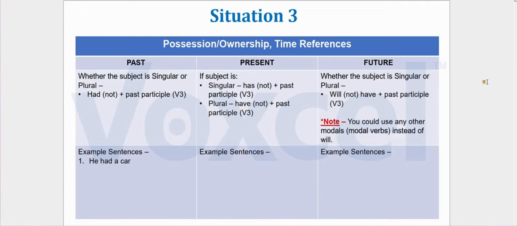You can substitute car. He had a house, he had a pen, he had something or someone, he had a friend, he had a girlfriend, or she had a boyfriend. Whatever you want to show, you can show the possession like that. Present, he has a car. Future, he will have a car.